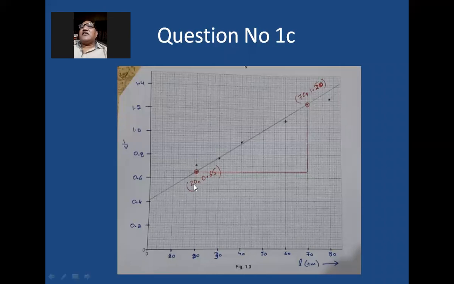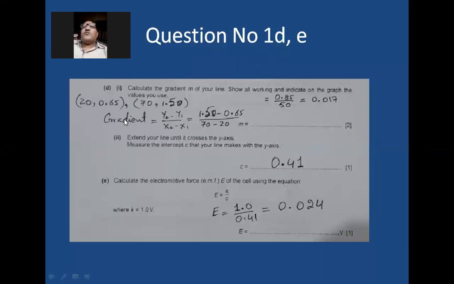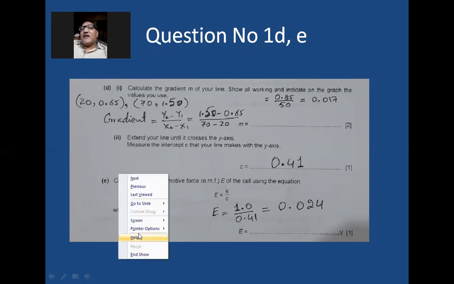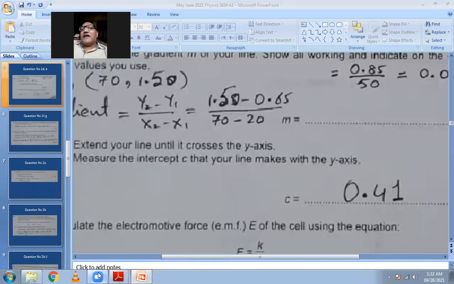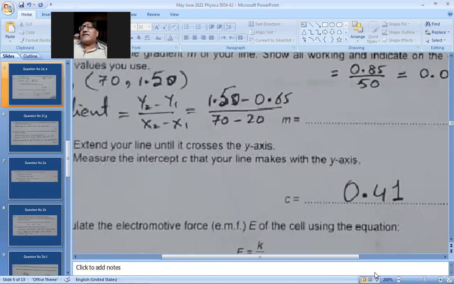I have taken this point, its coordinates are 20, 0.65. I have taken this point, its coordinates are 70, 1.50. And then I have made this triangle. This shows the rise and this shows the run. I want to find the gradient of this line, which is Y2 minus Y1 divided by X2 minus X1. That will be 1.50 minus 0.65 divided by 70 minus 20. That will be 0.85 divided by 50, which is equal to 0.017. So the gradient of this line is 0.017. I hope you can understand this.